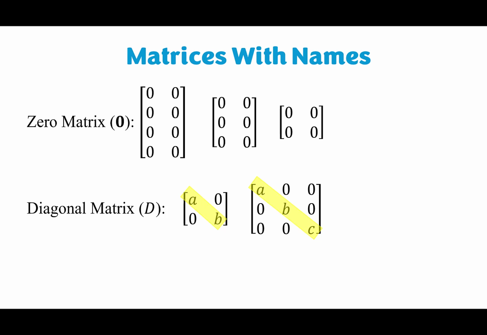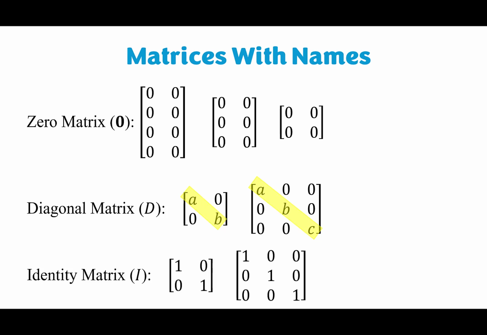A, B can be any number in the first matrix, and A, B, and C could be any number for that 3 by 3 matrix. And lastly, the identity matrix is a diagonal matrix where the diagonal entries have value of 1. That's what we mean by an identity matrix.